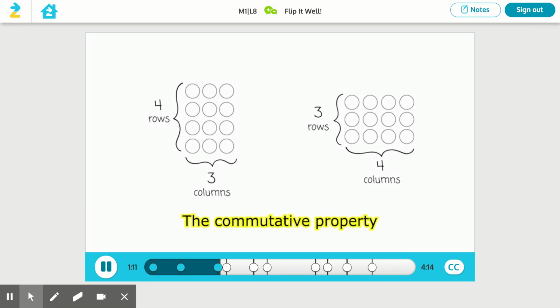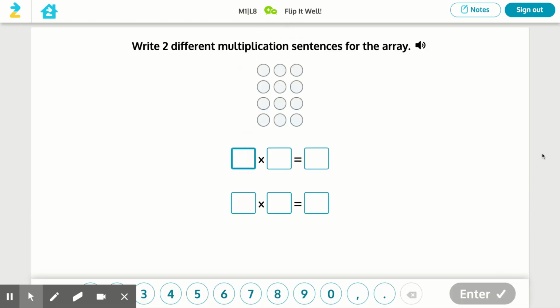Now, let's use the commutative property to write two multiplication sentences for the array. All right, guys, so let's write two multiplication sentences for this array. Let's go ahead and you're going to write both multiplication sentences in the Nearpod at this time. Start with a multiplication sentence that models the array as you see it here. All right, so our first multiplication sentence, we're going to model out of exactly what we see here.